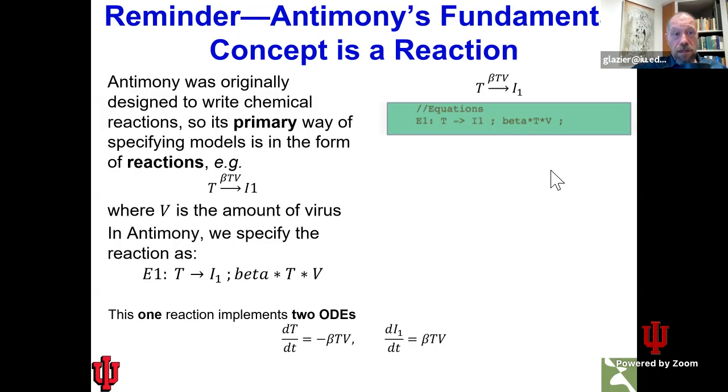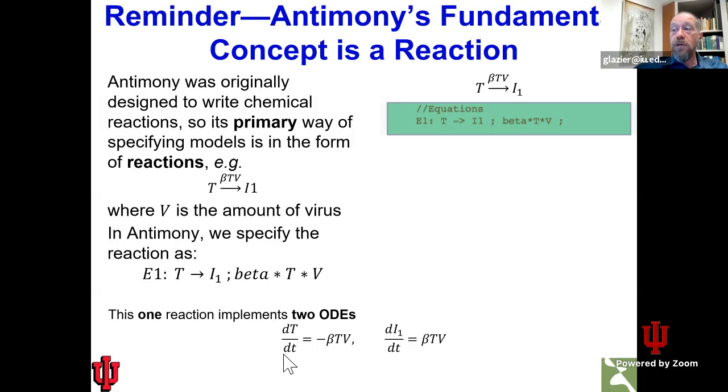Something that we talked about a little bit, but I want to emphasize again now, is that Antimony as a language was originally written to describe chemical reactions. And so its fundamental concept is of a transformation or chemical reaction, which is why it has an arrow. So for example, here I've written T becomes I1 at a rate beta times T times V. That's the model we wrote last week. And that's written in Antimony in the following way: T arrow I1 semicolon beta times T times V. So this is a rate law for this transformation.